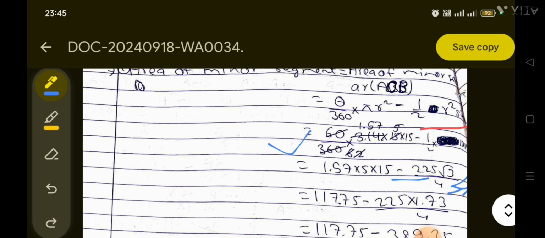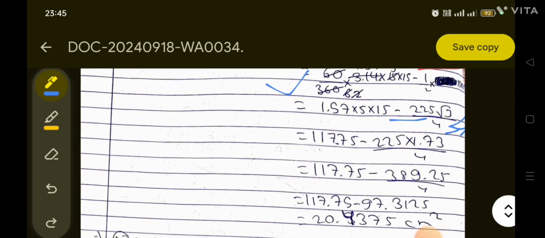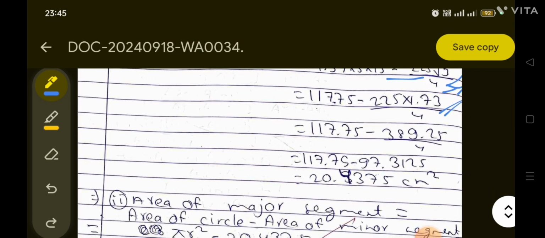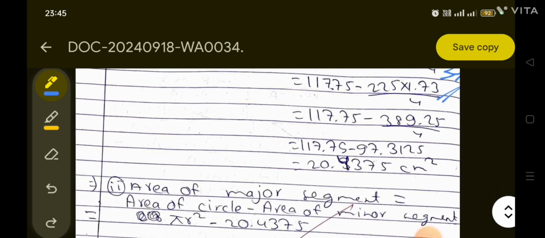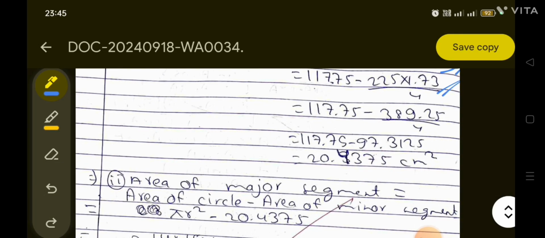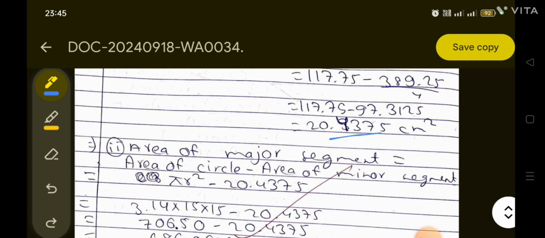Now if we give the value of root 3 as 1.73, and after that divide 389.25 by 4, it will be 97.3125. If we subtract it from 117.75 minus 97.3125, it will be 20.4375 centimeter square. It is the area of minor segment.